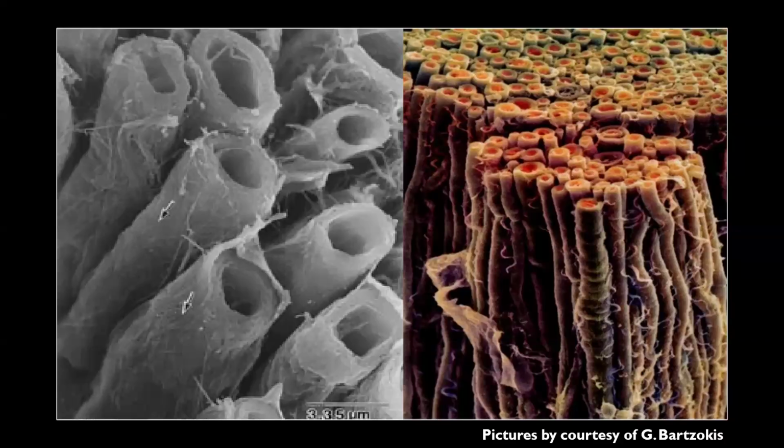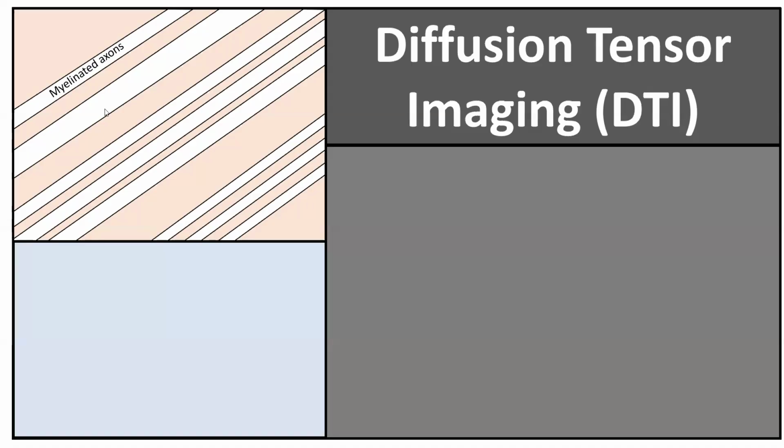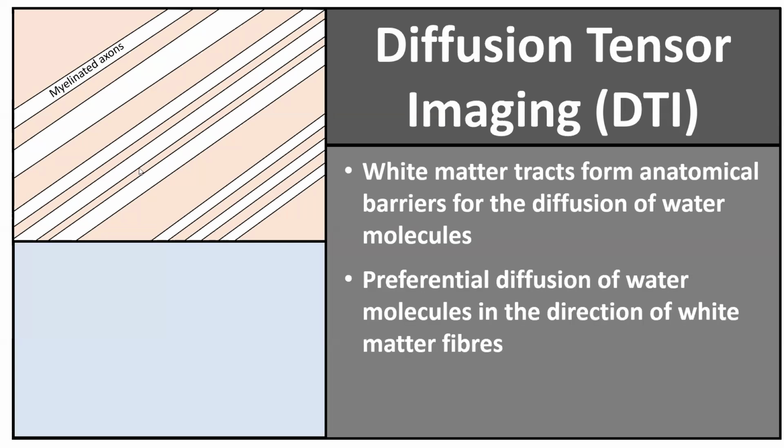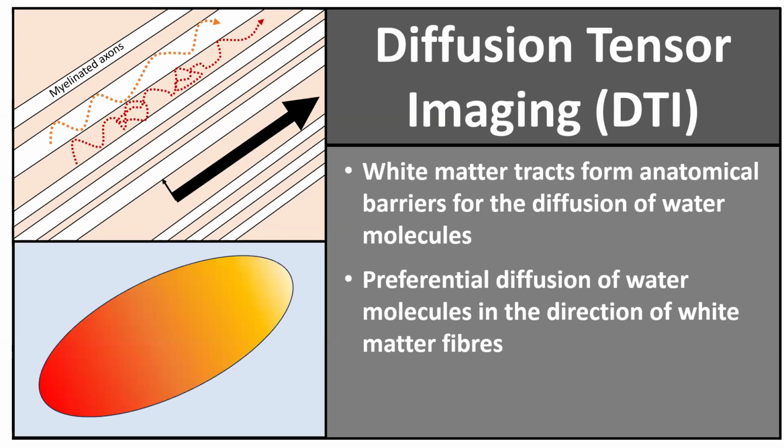So this is the organization of the white matter. You can easily imagine why it's difficult for water molecules to diffuse across them, and they will preferentially diffuse along the white matter bundles of the brain. And this is explaining the principle once more using some drawings. These are myelinated axons which form anatomical barriers for the diffusion of water molecules, and water molecules will preferentially diffuse in the direction of these white matter bundles or between them. So this is the main diffusion vector, and it is a lot bigger along white matter tracts than perpendicular to them, which makes sense.